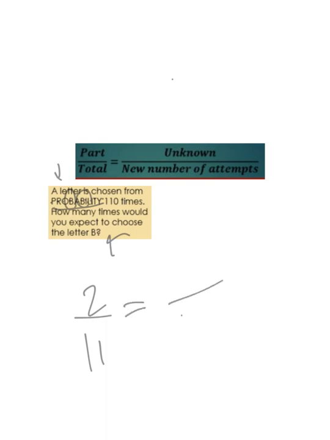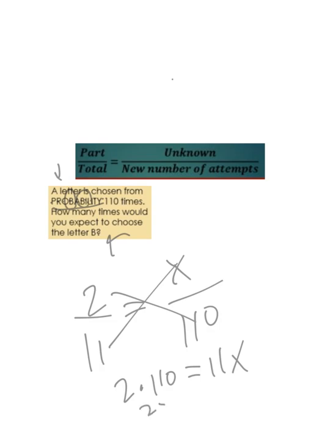All right, so now if we're going to do 110, we don't know how many B's we should be pulling. So let's cross multiply: 2 times 110 equals 11 times x. 220 equals 11 times x. Divide both sides by 11, and we get x is equal to 20. 20 times.